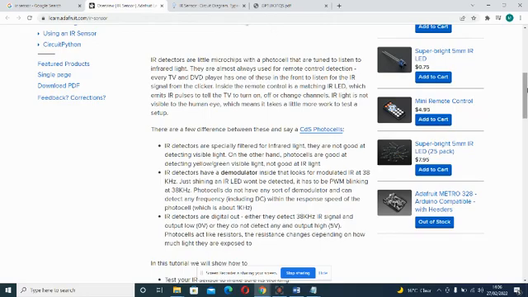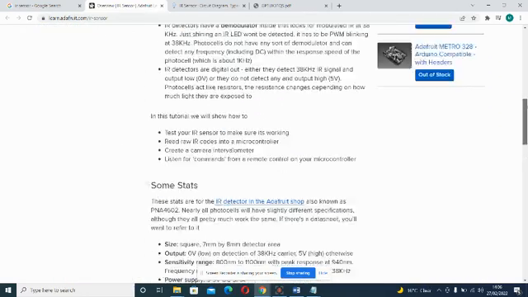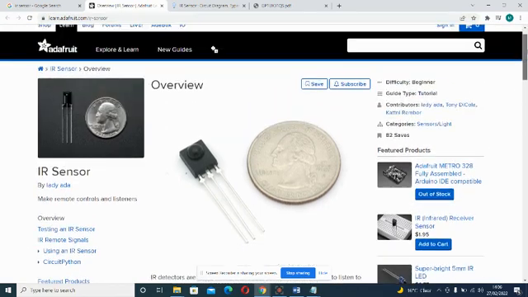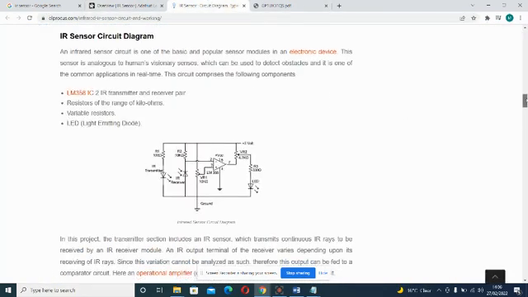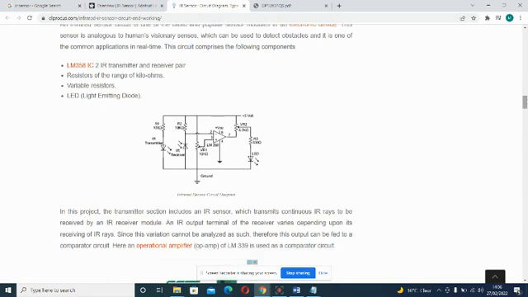So this is the circuit diagram of the IR sensor. These are the IR sensors. This is the sensor diagram, which includes the resistor, IR transmitter, IR receiver, LM358, and the LED. And most important, we give VCC to the 8th terminal of the LM358.